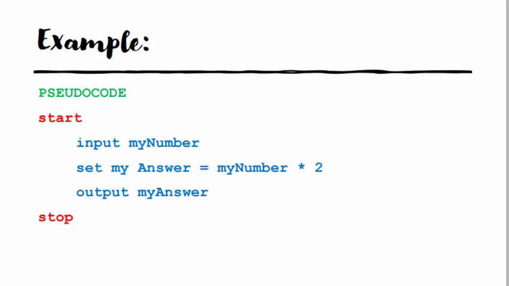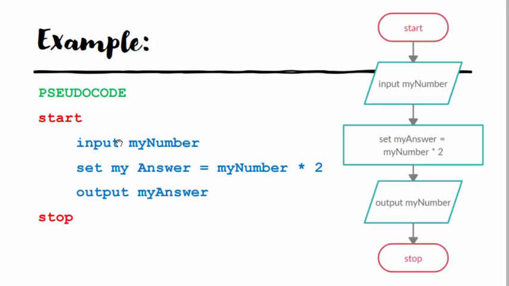Now how do we translate this into a flowchart? We can translate that the start will be given as the start symbol, and then input will be translated as an input symbol in a flowchart. And then this statement, set, is a process. It's not an input. Definitely it's a process. It's telling us that we have to set my answer equal to my number multiplied by 2. And then we have an output symbol here: output my answer, and then the terminal stop is given here.